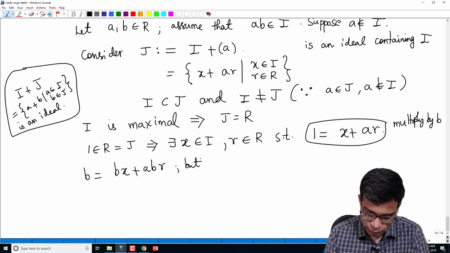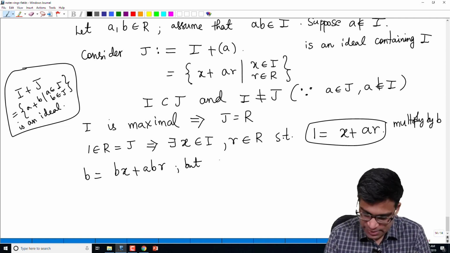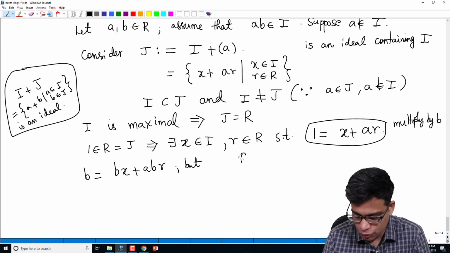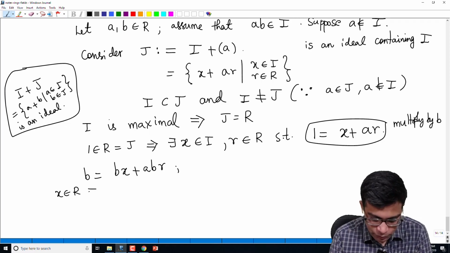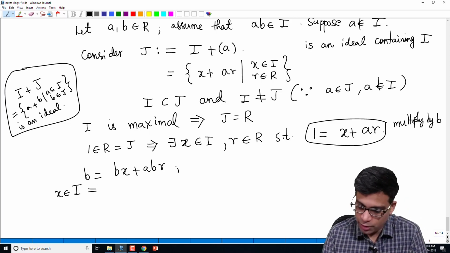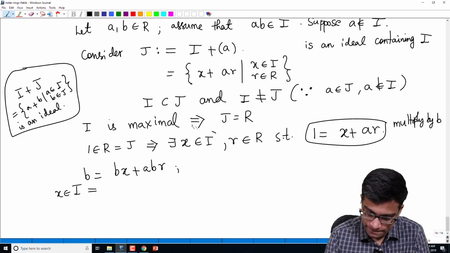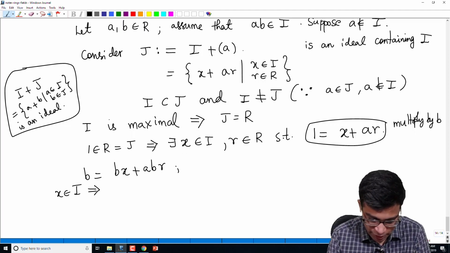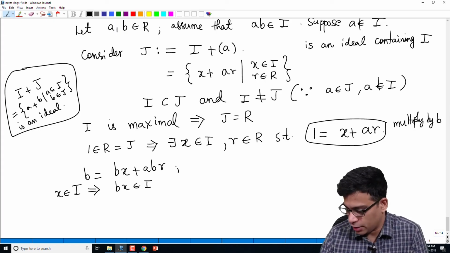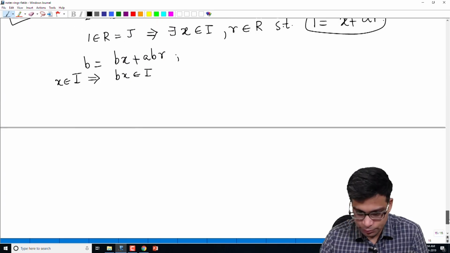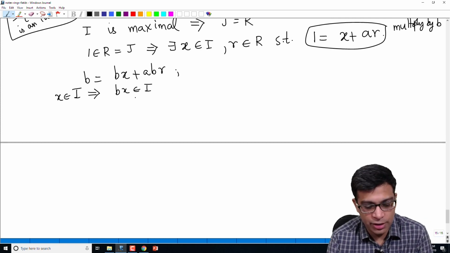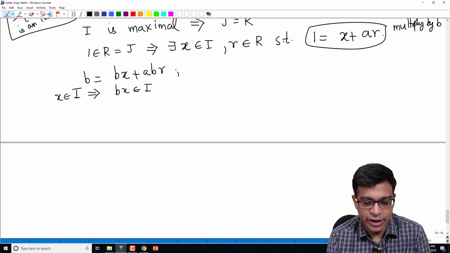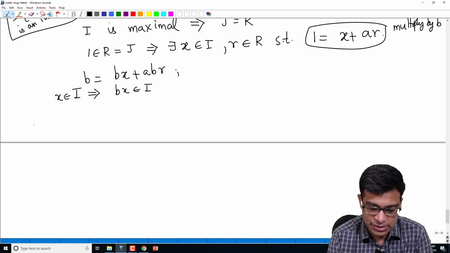But now let's look at some obvious implications. X is in I, in fact, right, because X is in I. X is in I implies Bx is in I. If X is in I, Bx is in I, correct? Because I is an ideal, you can multiply anything by an arbitrary ring element. We don't need anything about B here. B is any ring element, Bx is in I.